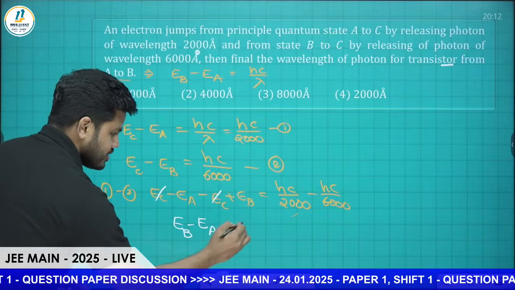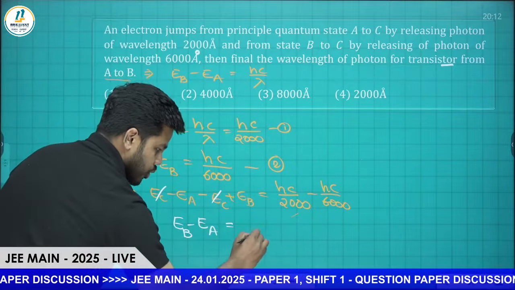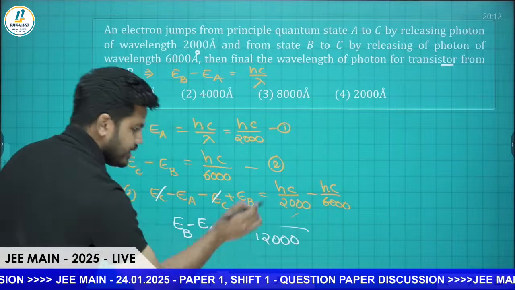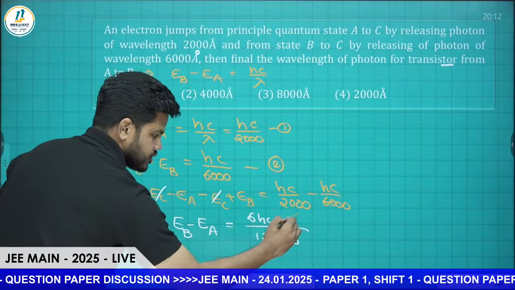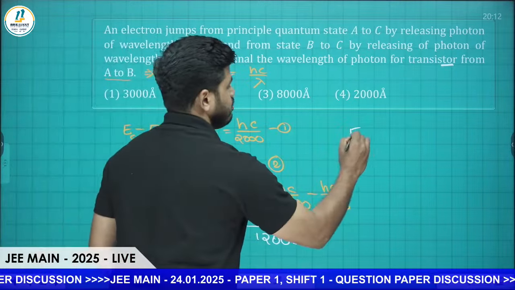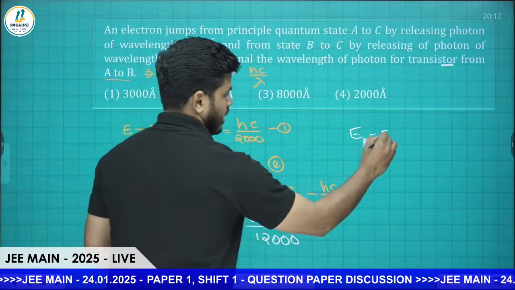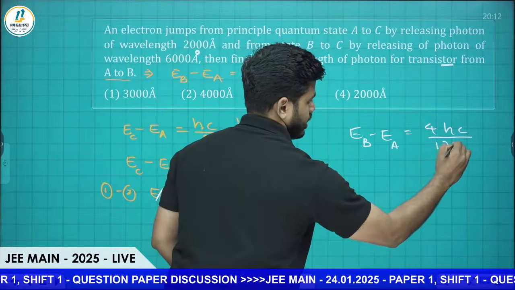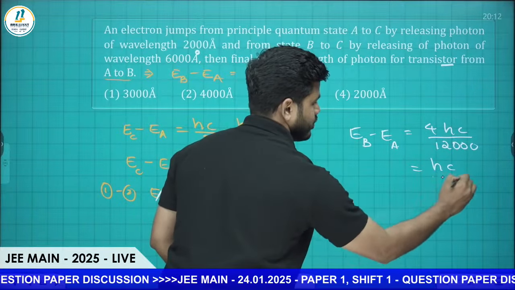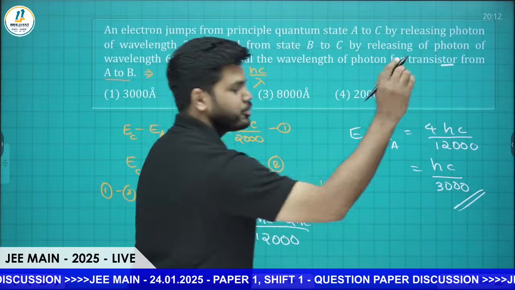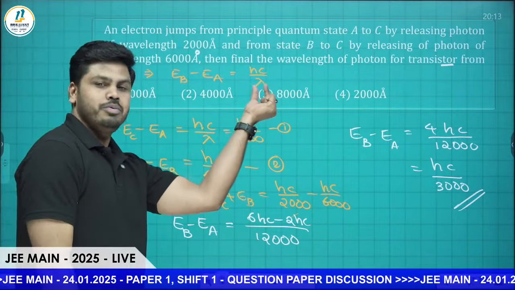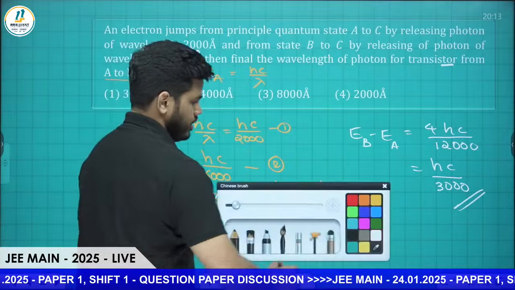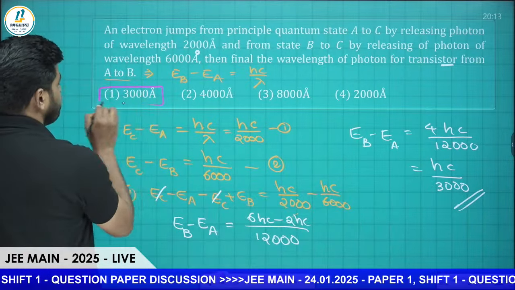So then EB minus EA is equal to hc. We can go for 12,000 as the LCM. Right? And what will you get? We have to go for 2, that is 6hc minus 2hc. Correct? That is going to be 4hc. So we get EB minus EA is equal to 4hc divided by 12,000. Look at that. It is hc divided by 3,000. This is what we are looking for. Whatever comes in the denominator, that is our lambda we are looking for. So that is 3,000. That is our correct answer. It is option 1.